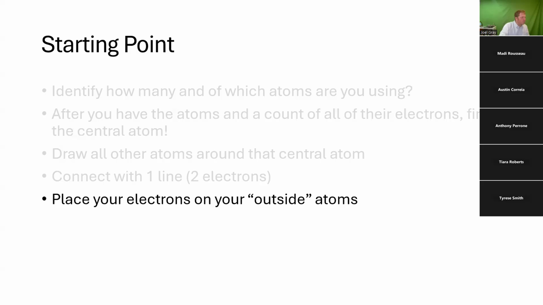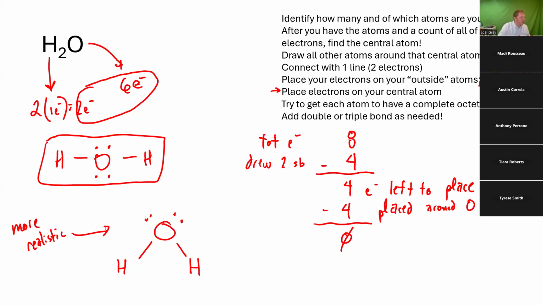Okay, I got a private message question: what does SB stand for? This SB right here is single bond. I drew 2 SB, or 2 single bonds, and each single bond represents 2 electrons.